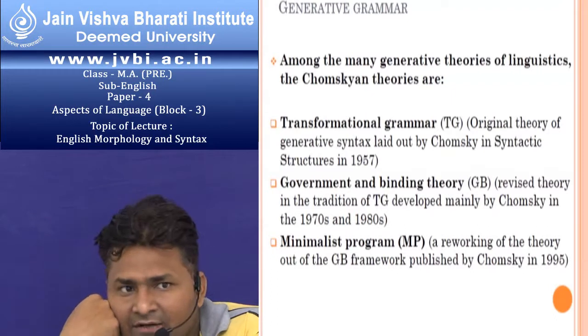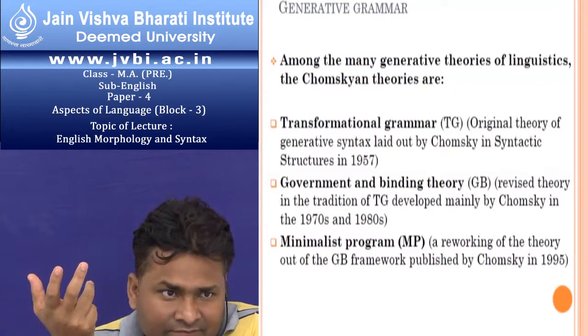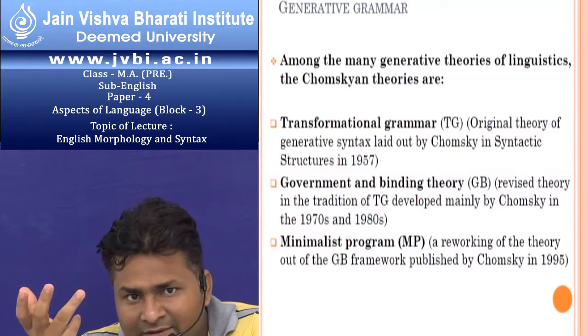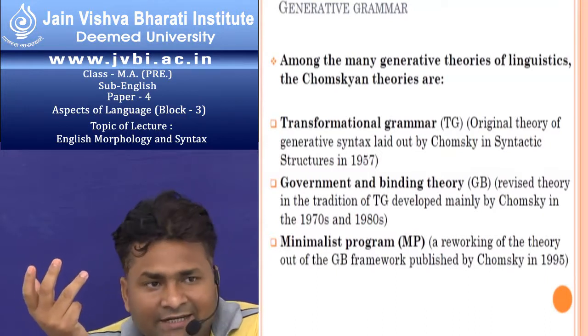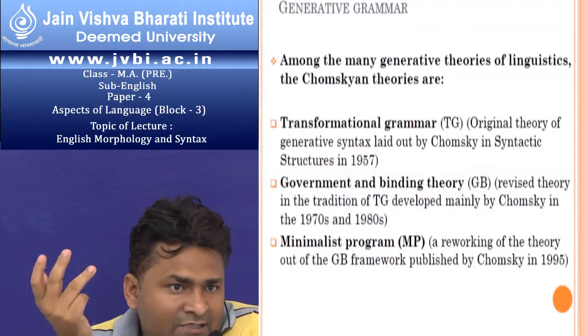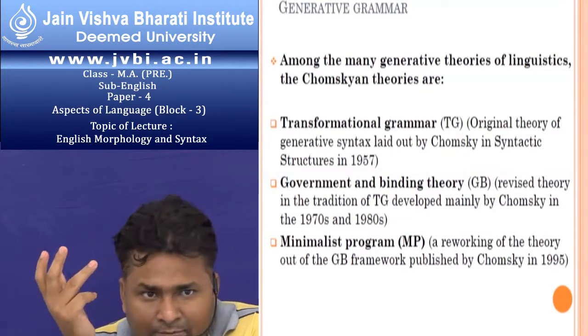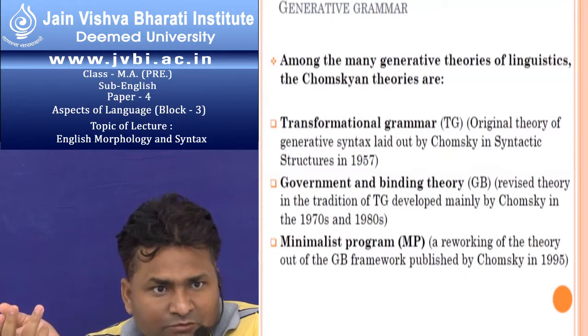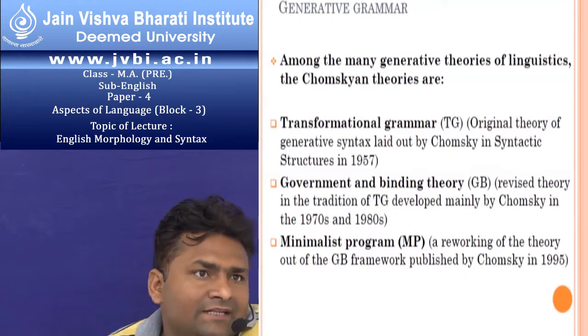The second one is government and binding theory. That is the revised theory in the tradition of TG, developed mainly by Chomsky in the 1970s and 80s. The third one is the minimalist program, that is MP, a reworking of the theory out of the GB framework, published by Chomsky in 1995.